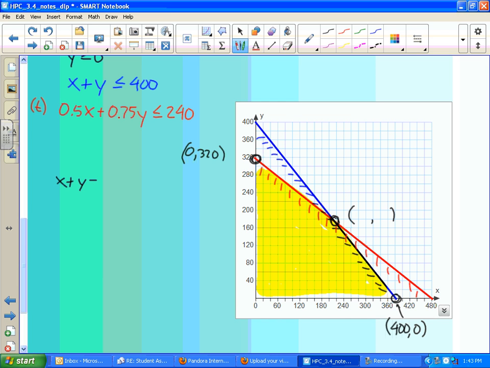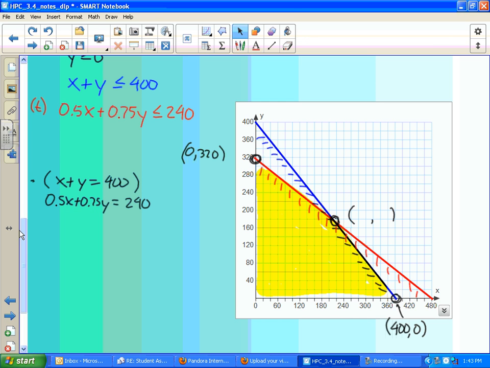x plus y equaling 400. 0.5x plus 0.7y equaling 240. And then probably it would be best to set this up and do elimination. We're going to multiply this one by negative 0.5. I'm choosing to get rid of the x's. You can choose to get rid of the y's.